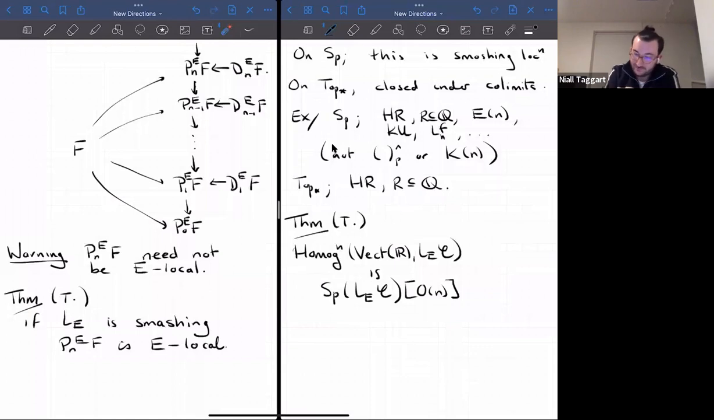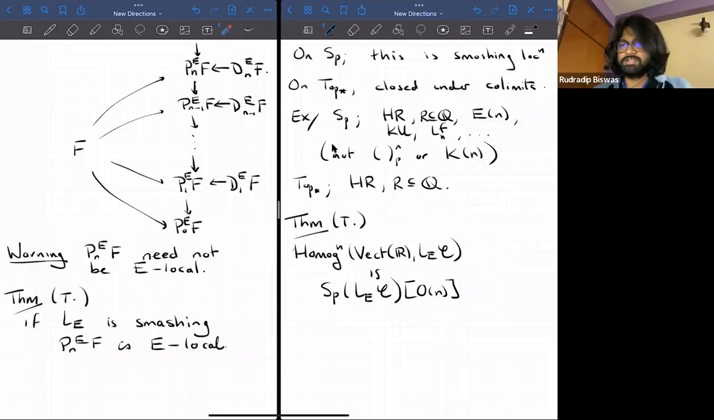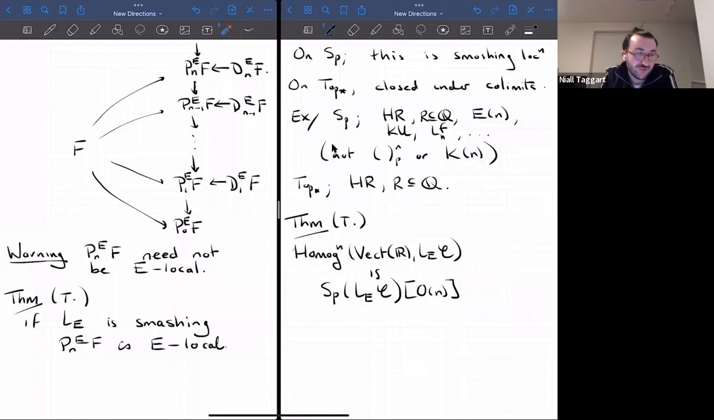So is that a conjecture that has already been made, or is that an educated guess? No, it's a true statement. It's only E-local if the localization is smashing, at least on functors to spectra. Smashing on spaces doesn't actually make sense, but then you won't be closed under colimits, and then it's a required condition.